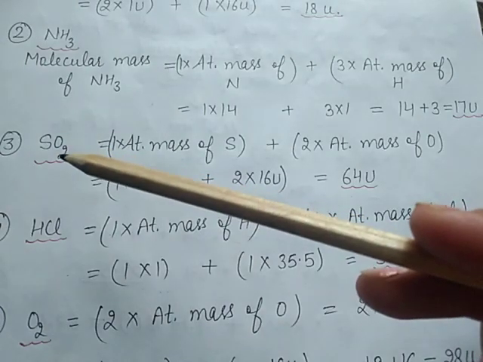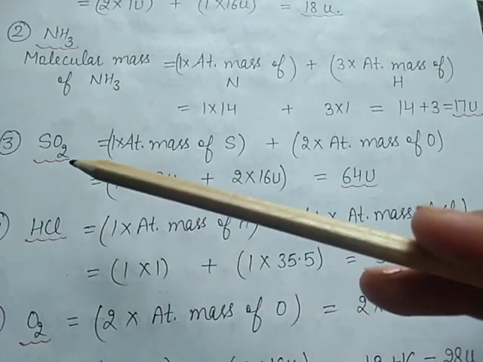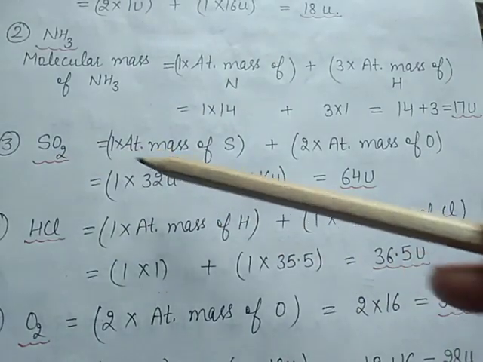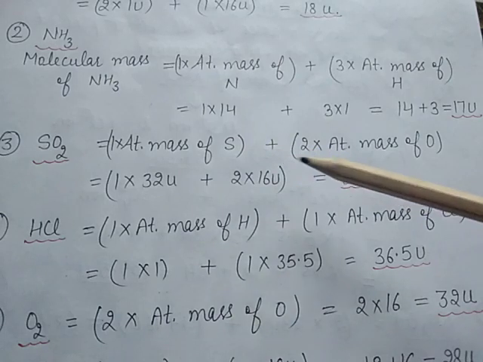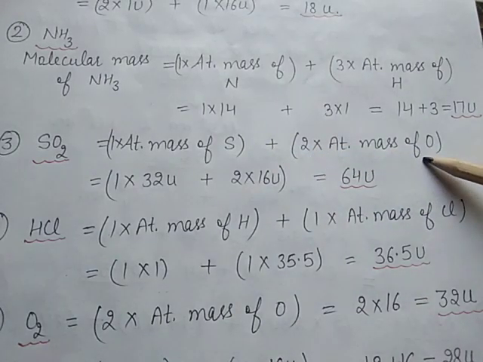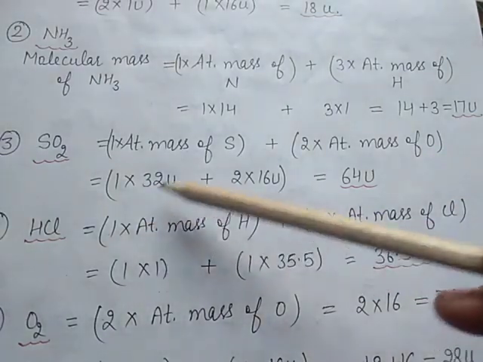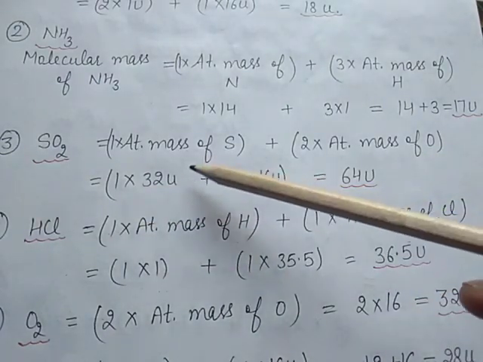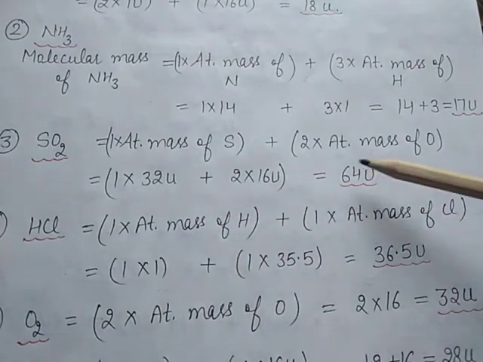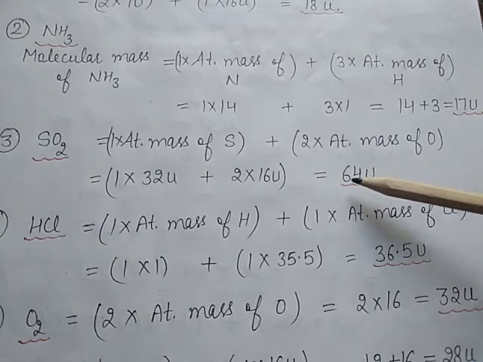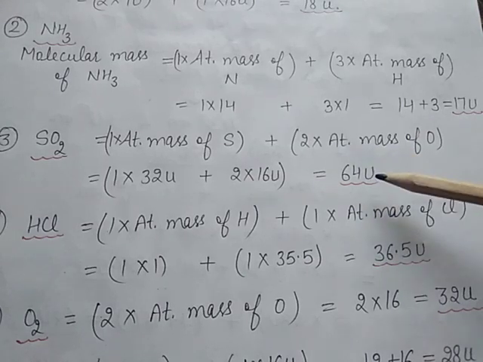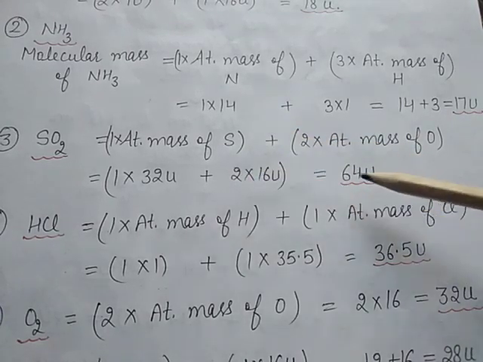Now the next example is sulfur dioxide. 1 atom of sulfur multiplied by the atomic mass of sulfur plus 2 atoms of oxygen into the atomic mass of oxygen. Here 1 multiplied by 32, because the atomic mass of sulfur is 32, plus 2 multiplied by the atomic mass of oxygen, which is 16, that is equal to 64 u. This is the total molecular mass of the SO2 molecule.